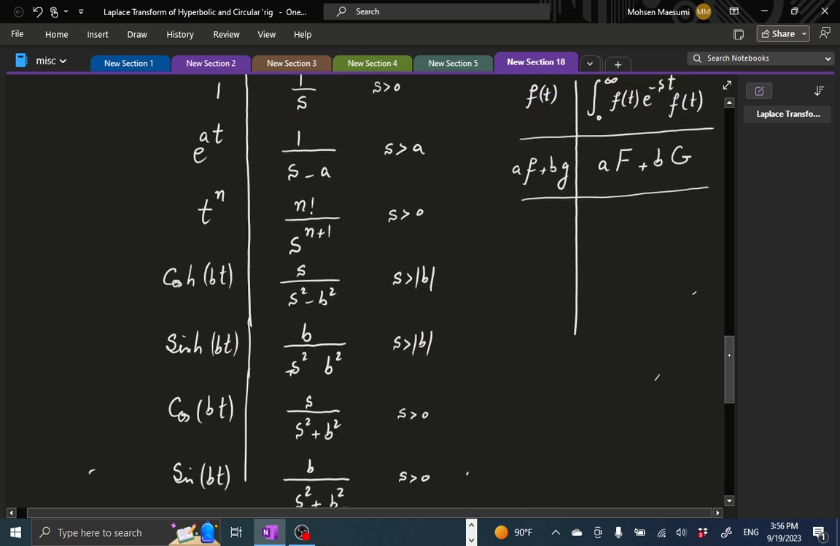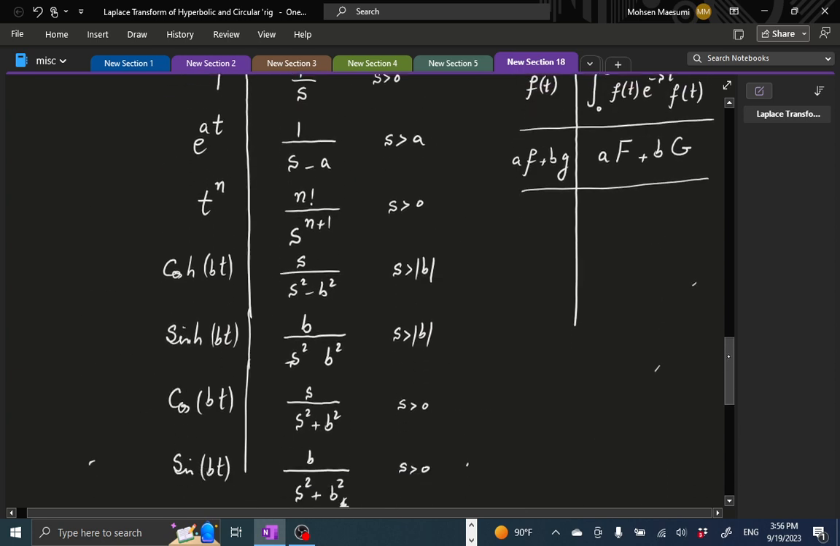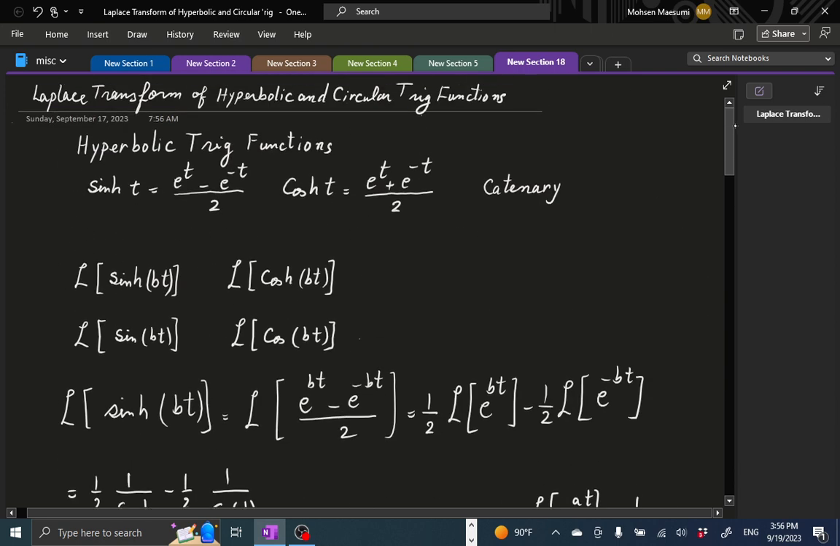So another important thing is that we had this preliminary table, and we learned something about sine and cosine hyperbolic and the catenary curve.